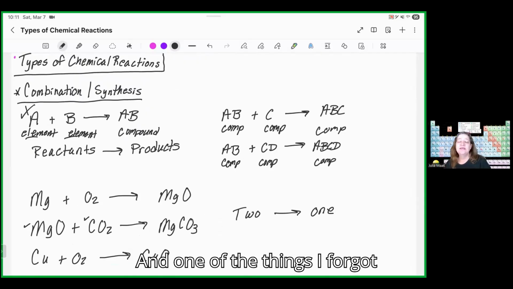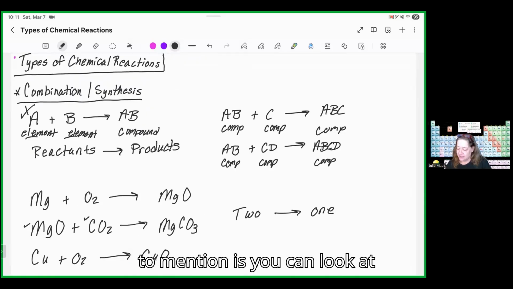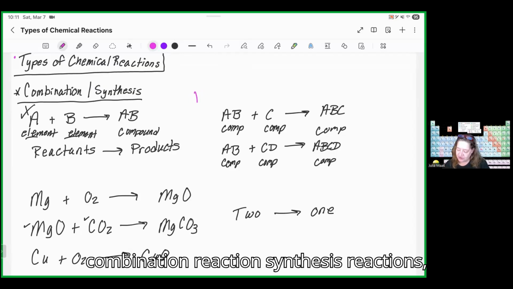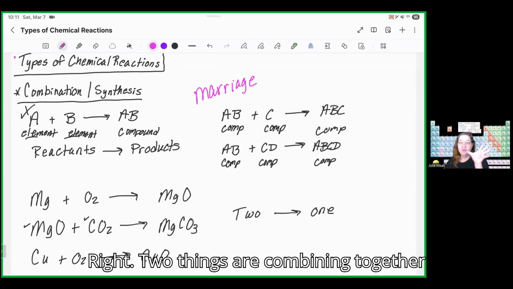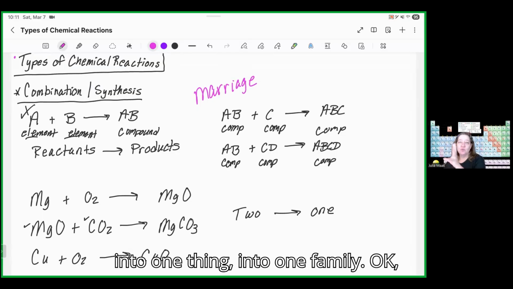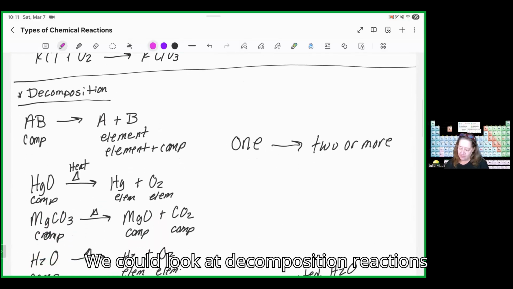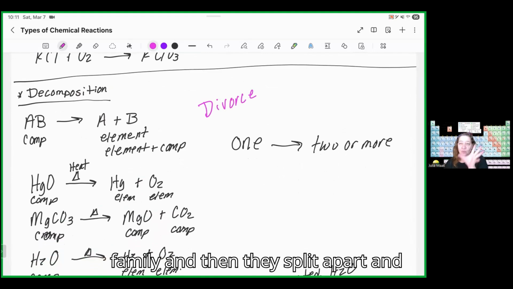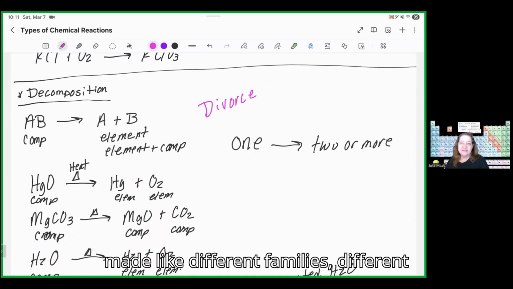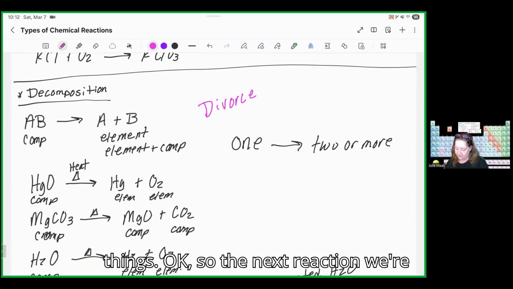One of the things I forgot to mention is you can look at combination reactions, synthesis reactions, kind of like a marriage, right? Two things are combining together into one thing, into one family. We could look at decomposition reactions like a divorce. They were one family and then they split apart and made different families, different things.